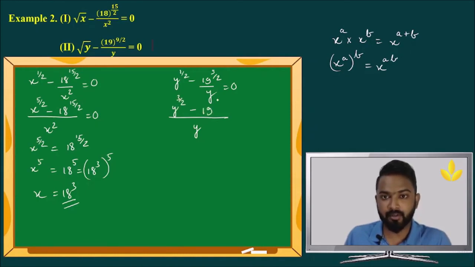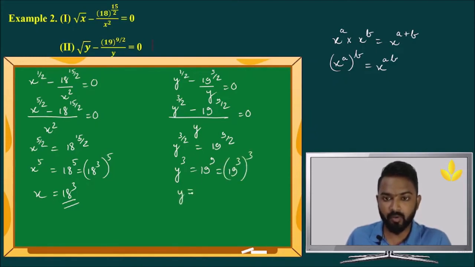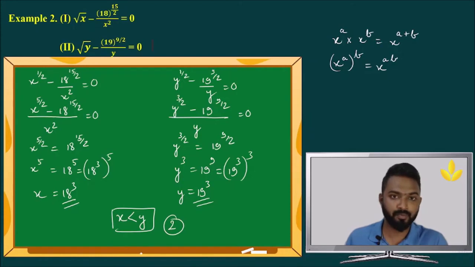Minus 19 to the power 9 by 2 equals 0. Y gets multiplied with 0 and gone. So y to the power 3 by 2 equals 19 to the power 9 by 2 by 2, gone. So y to the power 3 equals 19 to the power 9, that is 19 to the power 3 to the power 3. 3 and 3 gone, so y equals 19 power 3. So y is 19 power 3, x is 18 power 3. Obviously x is less than y over here. So the answer is the second option. Let's move on.